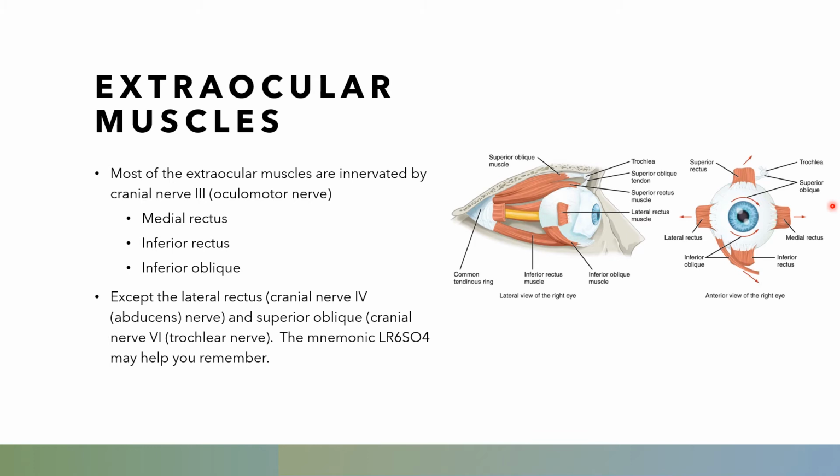The lateral rectus is innervated by cranial nerve 6, which is the abducens nerve. The reason this nerve is called the abducens nerve is because the lateral rectus abducts the eye, causes the eye to look outward, therefore abducens. The superior oblique is innervated by cranial nerve 4, the trochlear nerve, because as you can see here, the superior oblique's tendon passes through the trochlea. I guess that's why they called it the trochlear nerve. And this nice little mnemonic, LR6 SO4, may help you remember these. LR is lateral rectus, 6 is cranial nerve 6, SO is superior oblique, 4 is cranial nerve 4. Who knows, it might help.